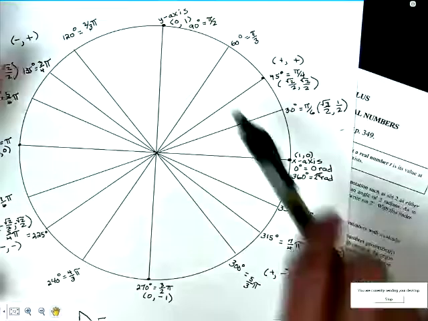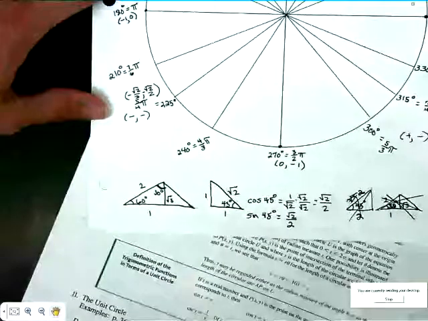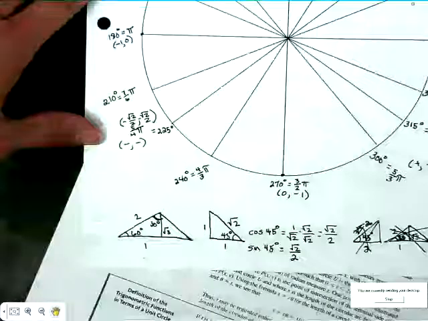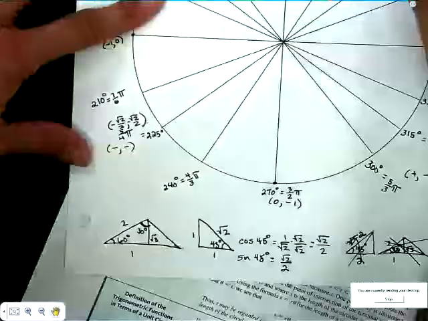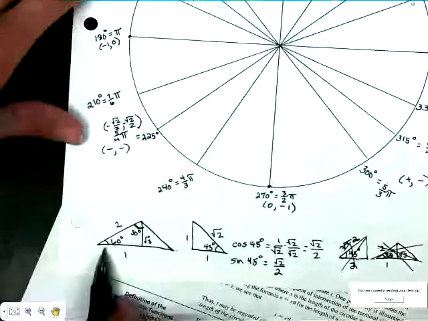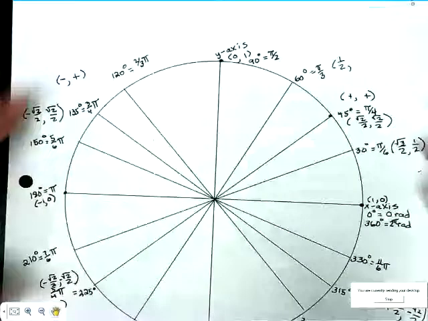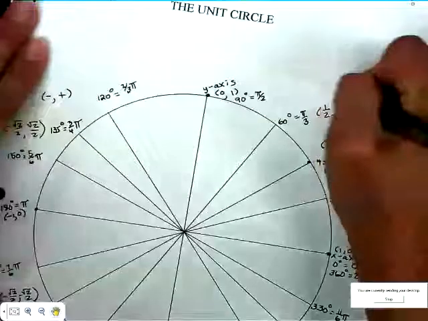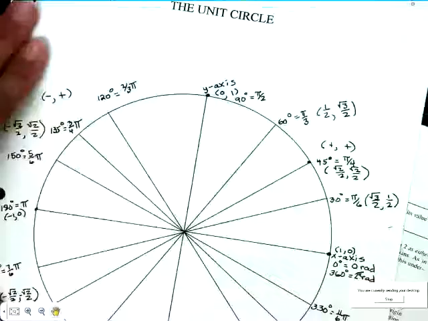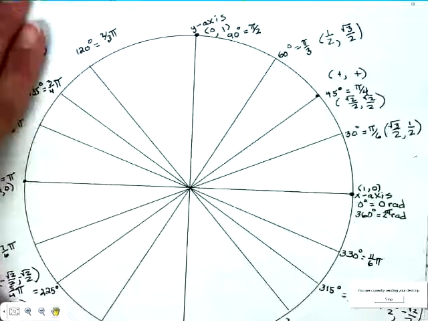Now look at your 60-degree angle on that triangle. The cosine of 60 degrees is 1/2. That's your x. And the sine of 60 degrees is opposite over hypotenuse, square root of 3 over 2. I just discovered something huge that's going to help me memorize this so I don't have to draw those triangles.